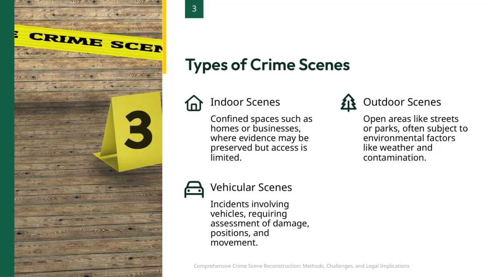When we talk about types of crime scenes, there are three main categories to consider. First, indoor scenes. These are confined spaces like homes or businesses. One advantage here is that evidence may be better preserved due to limited exposure, but access can be challenging because of the restricted space. Next, we have outdoor scenes, which include open areas such as streets or parks.